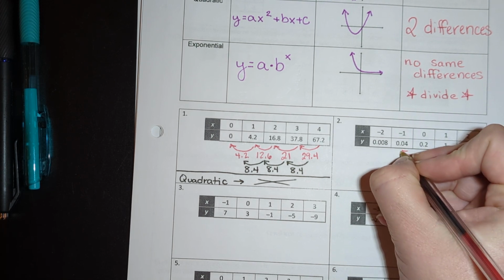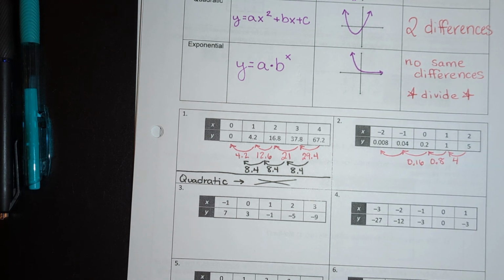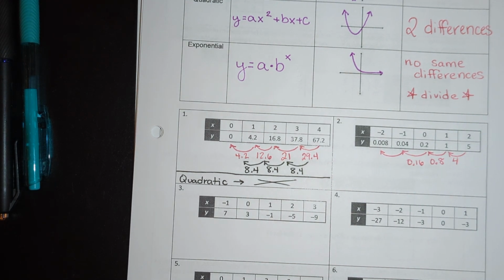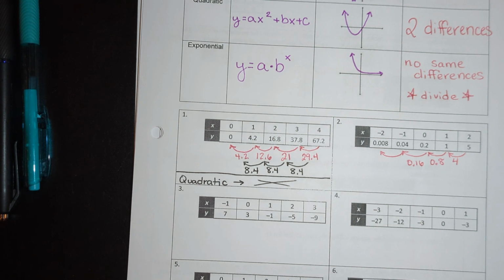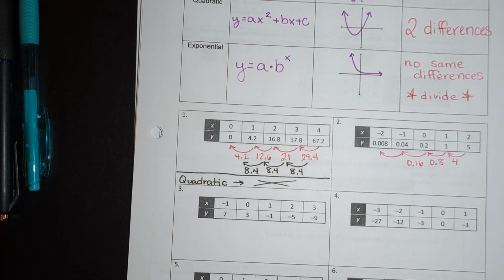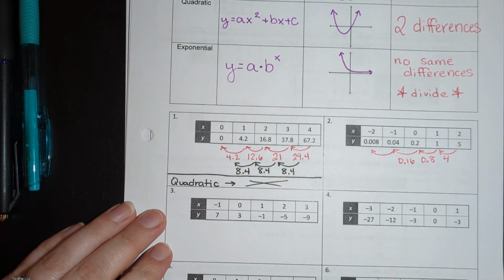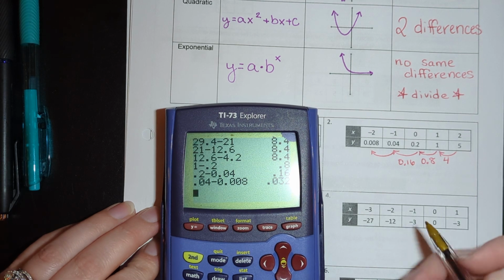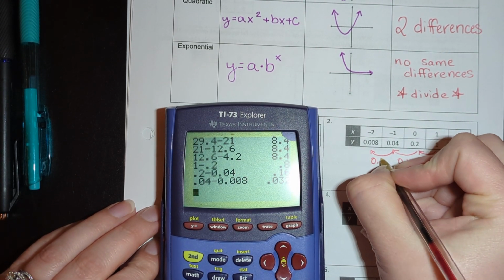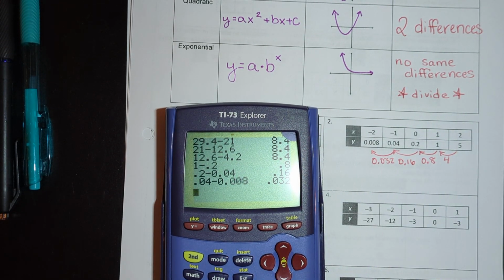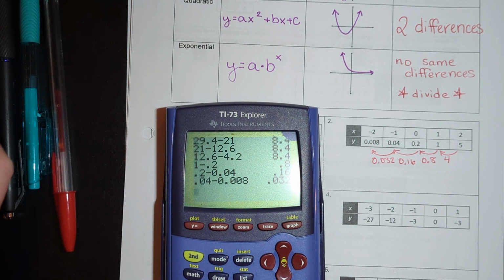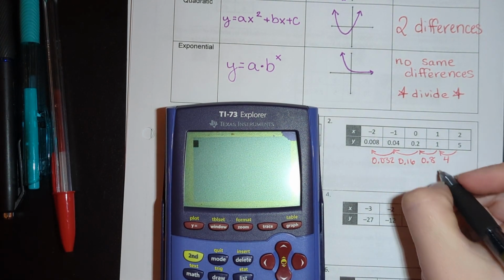Same thing. 0.04 minus 0.008. Again. What am I doing? 0.04 minus 0.008. Should get 0.032, right? Okay. Did you get all the same numbers? Nope. So do it again.